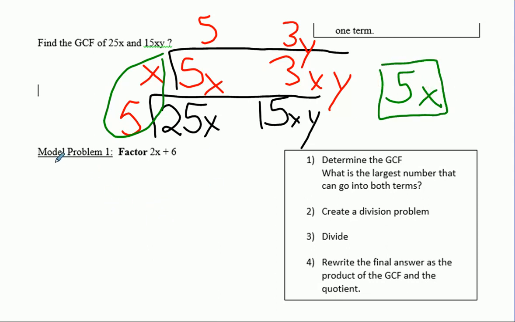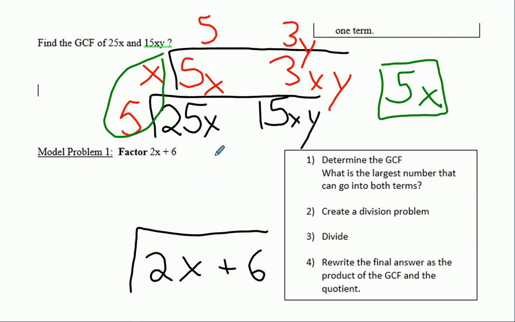Now, another model problem. If I want to factor a whole expression, I'm going to do the same exact steps, except I'm putting the whole expression underneath a division bar. So 2x plus 6, again, if it helps to create a GCF to do this part first, that's fine. We're going to try to do it in one step as best as we can.